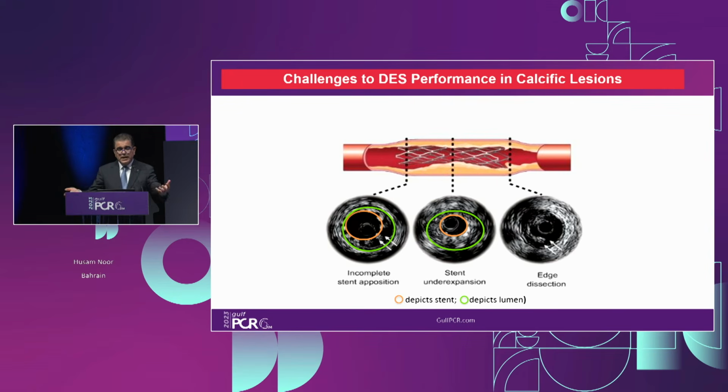Now, the challenges in DES performance in these calcified lesions: you may end up having incomplete stent apposition, you may end up having stent under-expansion, or when you try to crank it up, you could also have edge dissections. Even in the case that we had earlier, we're looking into these things with imaging to make sure that in a calcified lesion we avoid all of these issues, to have a better outcome for our patient.